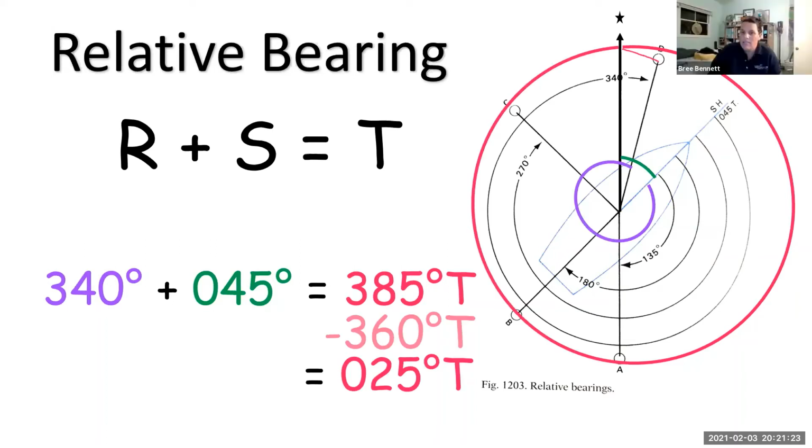Okay, then we have an example where we have a large number. We're looking at this D. We have a relative bearing of 340 degrees. So it is on our port bow somewhere, right? 340 degrees. It's 20 degrees to port.